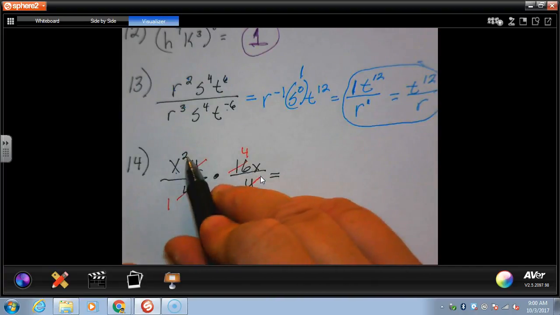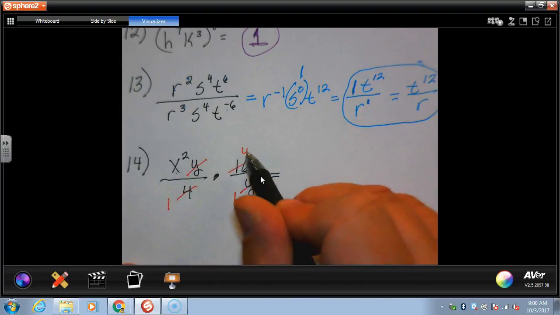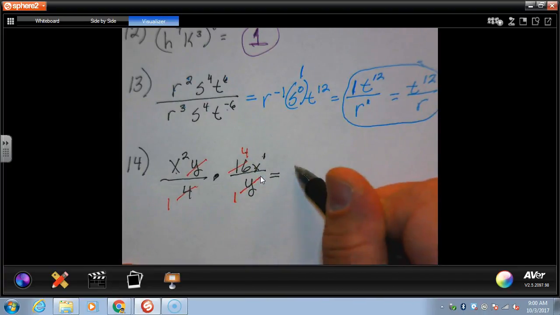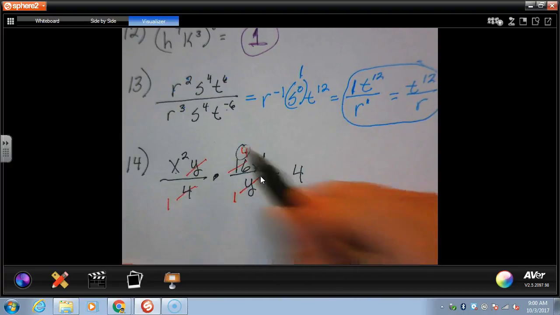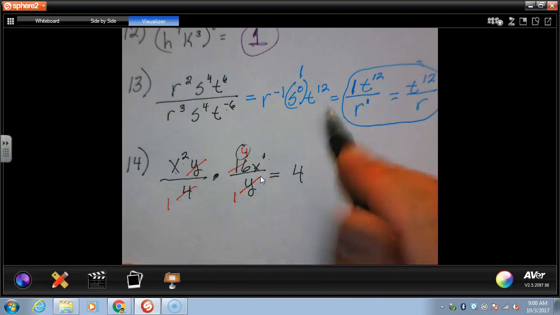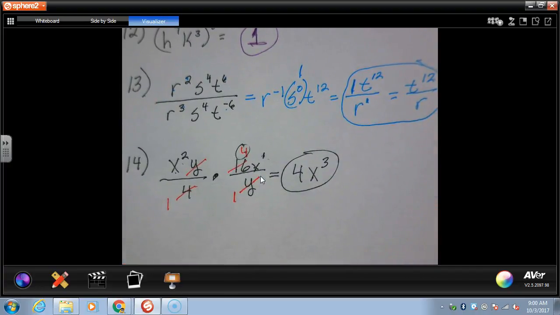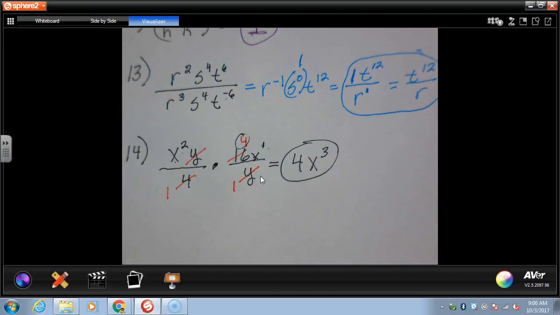So I have x to the 2 times 4x to the first. So that gives me a 4 for the number. And x to the 2 plus 1 is x cubed. Questions, comments, concerns? Are you guys good with this? A lot of review for properties of exponents.